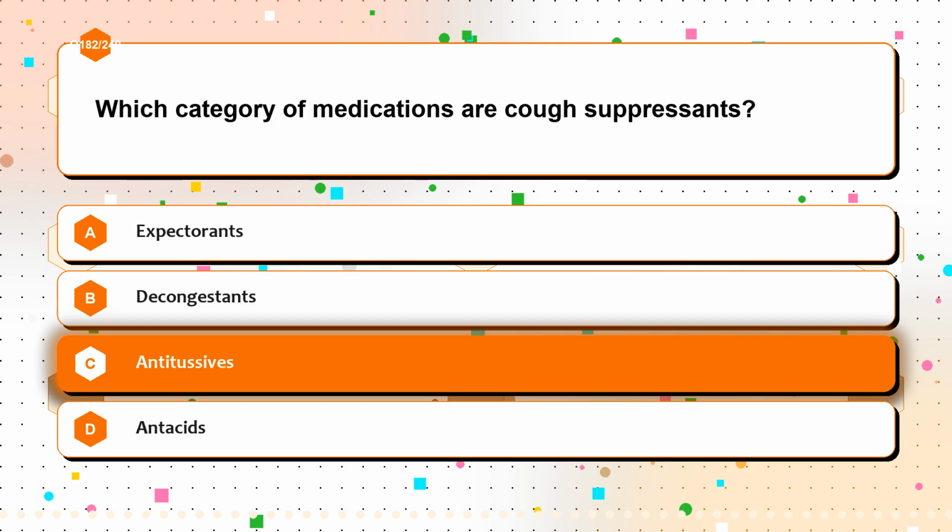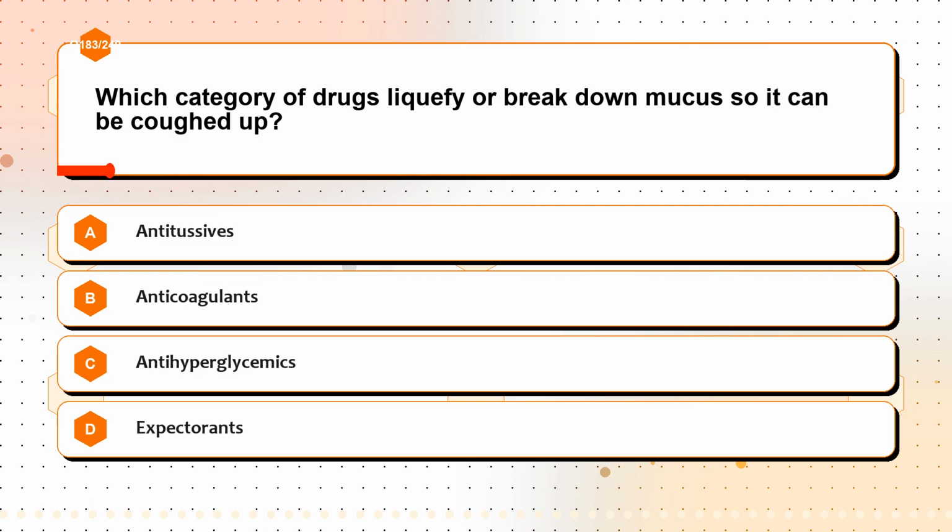The correct answer is option C, antitussives. Question 183. Which category of drugs liquefy or break down mucus so it can be coughed up? Here are the options. Option A, antitussives. Option B, anticoagulants. Option C, antihyperglycemics. Option D, expectorants.